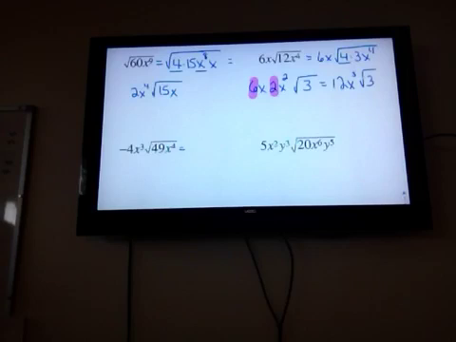Okay, on this next one, 49 is a perfect square. Do not break it up. X to the 4th is a perfect square. Do not break it up. So I'm going to have the square root of 49 is 7. The square root of x to the 4th, 4 divided by 2 is 2. Nothing left under the radical.